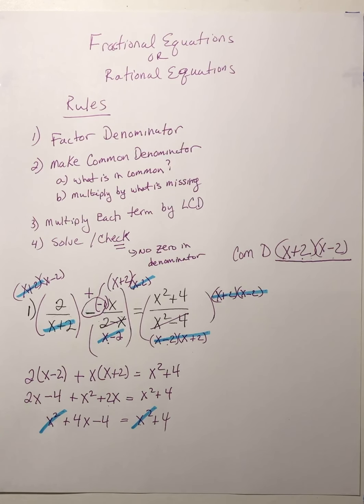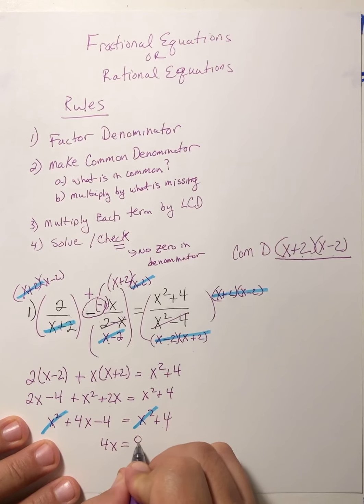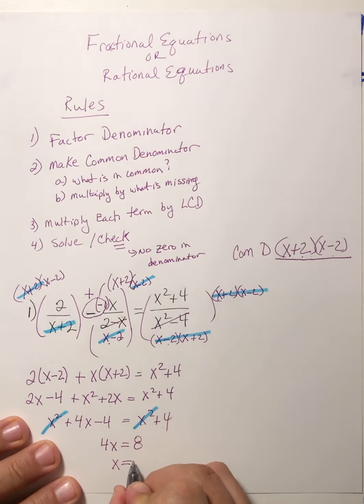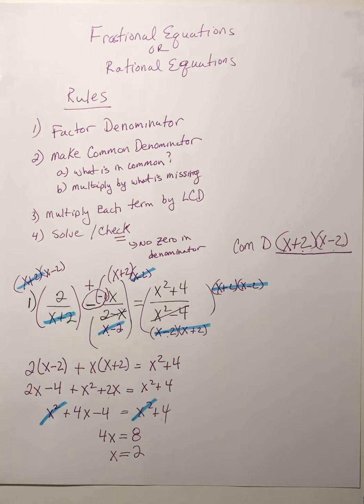If it's a quadratic, make it equal to 0, factor. This is not a quadratic, I can just start solving. I'll add 4, divide, x equals 2. Okay, so we did the solving part. Now we're going to do the check.